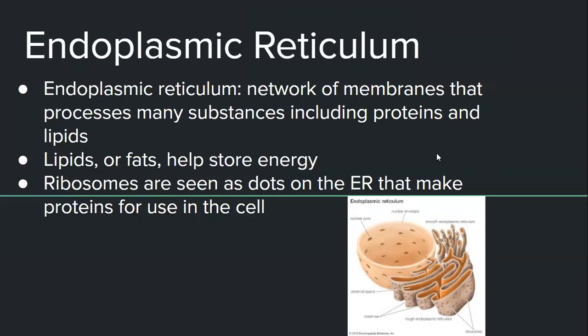So remember, this is just the endoplasmic reticulum right here. We have all these little dots. All these little dots are able to produce proteins because those are our ribosomes. So it's very important: it's going to make the proteins we need, and it's also going to help us store energy. It has fats in it, obviously, for the cell to be able to grow and reproduce.